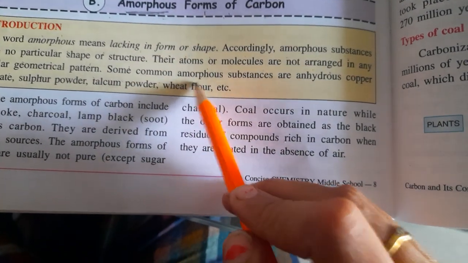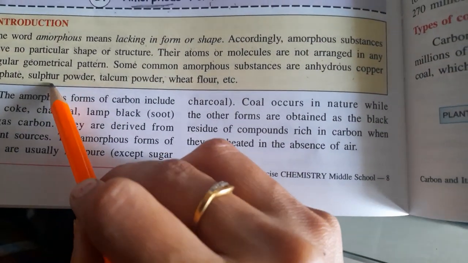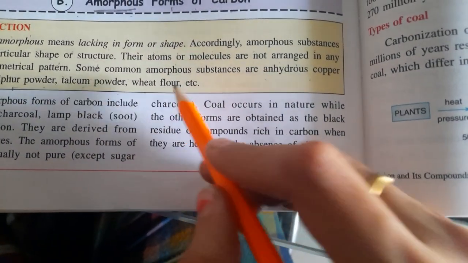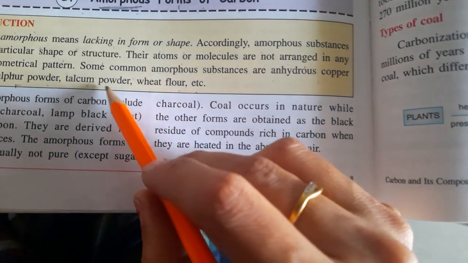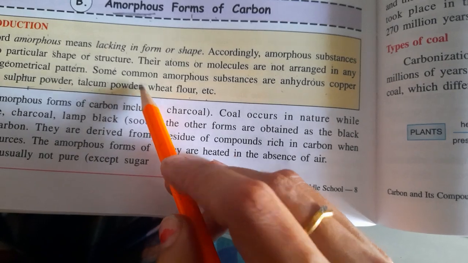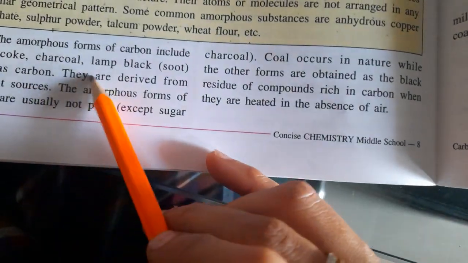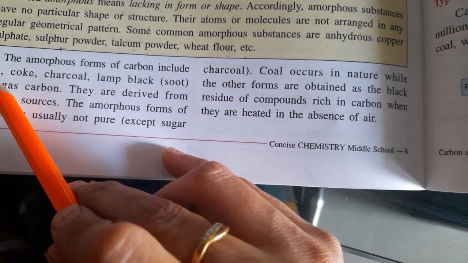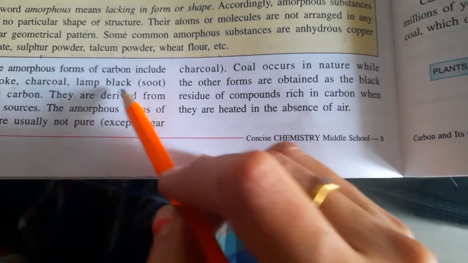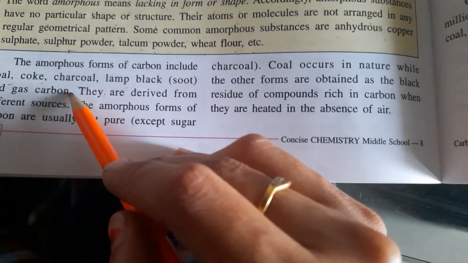Some common amorphous substances are anhydrous copper sulfate, sulfur powder, talcum powder, and wheat flour. All of these are known as amorphous. So that powdery material of carbon is called the amorphous form of carbon. The amorphous forms of carbon include coal, coke, charcoal, lamp black, which means soot, and gas carbon.